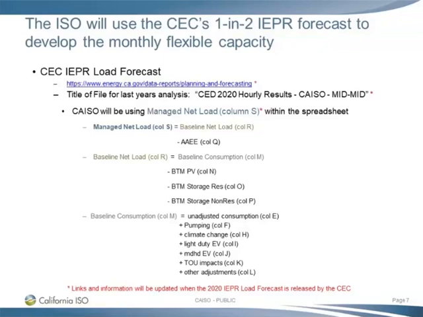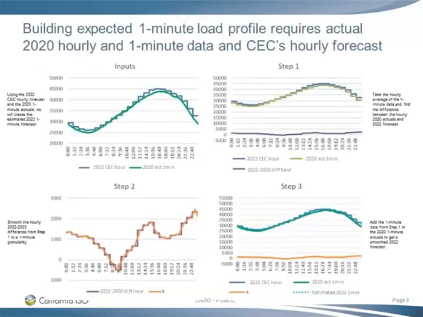So if you move on to slide 8, we take the CEC's hourly forecast. If you look at the top left, which is the blue, this is the CEC's hourly forecast, and this is just a sample for 1 day. And then we have the corresponding 1-minute profile for 2020, the actual 1 minute, which is that green curve. And we have that, as I said, for all days of 2020.